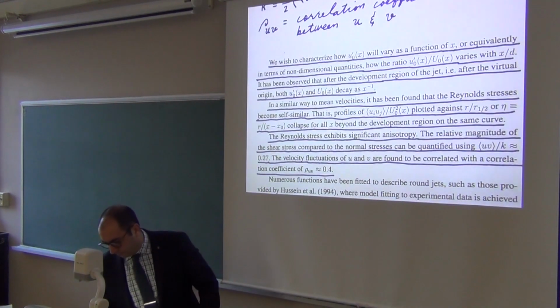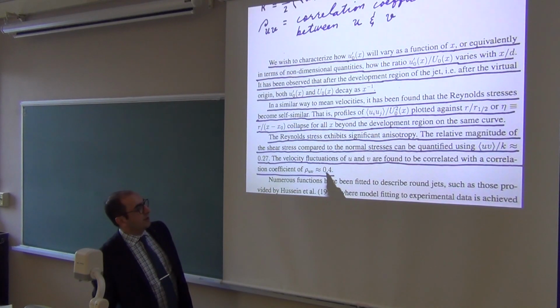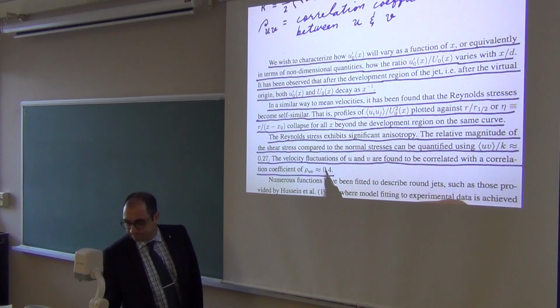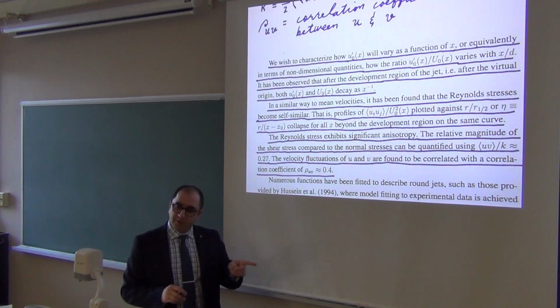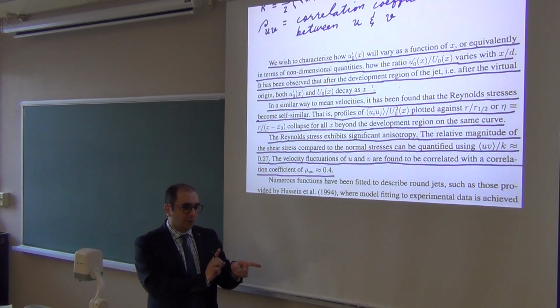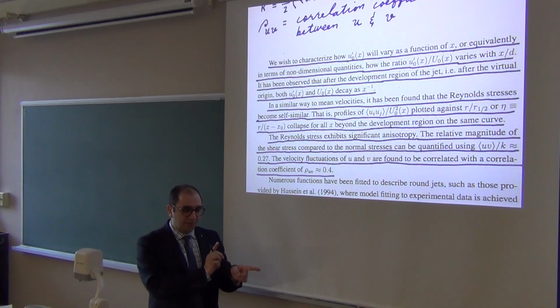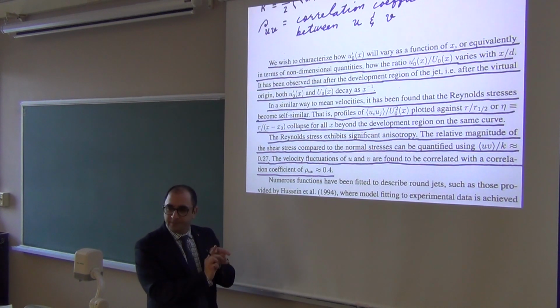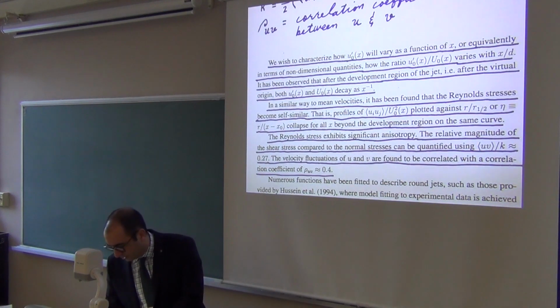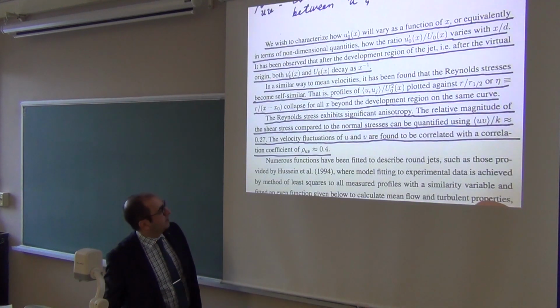So if this coefficient is 0.4, that means they are partially correlated. Which means when you get a fluctuation in the u direction, most likely you will get a fluctuation in the v, radial direction, right? So sort of both go up, they're positively correlated, or they both go down. So these two components of fluctuations are positively correlated.